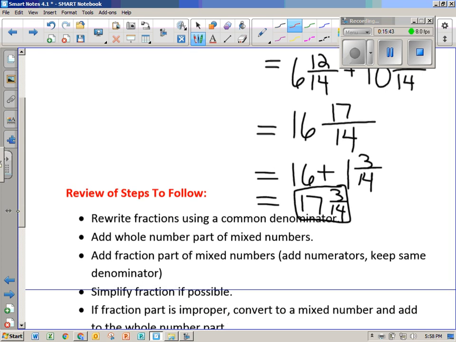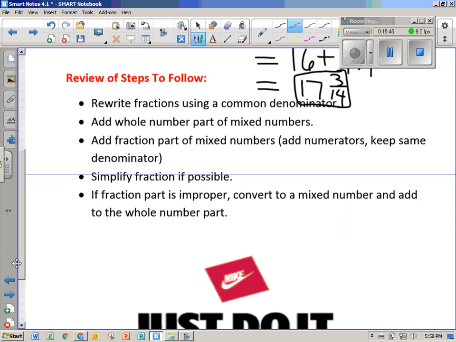So let's take a look at the rules down here. I just gave you some steps to follow. Let's review. We rewrote the fractions using a common denominator. That's when we found our LCM. We add the whole number part. We add the fraction part. And I noted here, remember, you're just adding the numerators, but keeping the denominator.